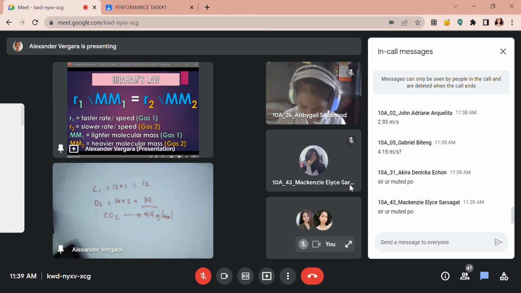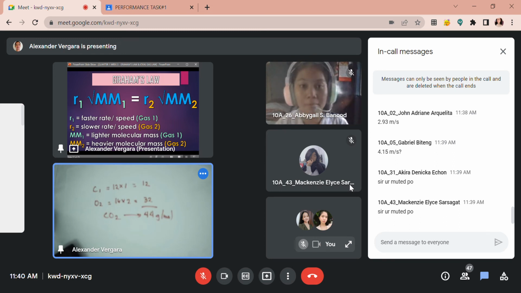If you will notice, for the heavier molecular mass, of course, the speed of that one is a slower rate. So that will be R2. And if you are the lighter one, then you are faster than the R2. That's why I colored it blue. R1 and M1 are together and R2 and M2 are together.